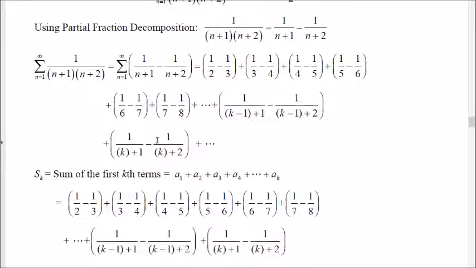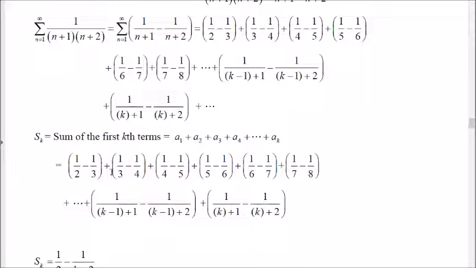The kth term, in the place of n, we just have k. The k minus 1 term, in the place of n, we have k minus 1. And so this is the sum of the first k terms. This is term number 1, number 2, number 3, number 4, number 5, number 6, and this is the kth term, and then this is the k minus 1 term.